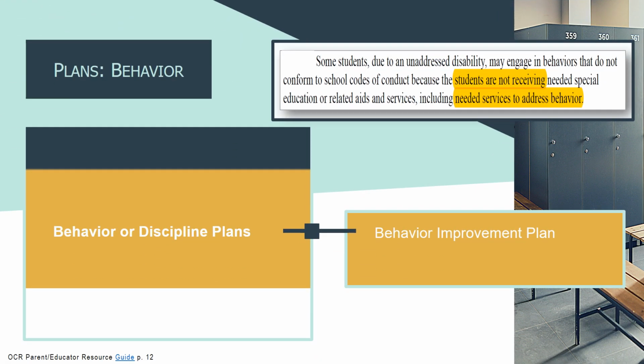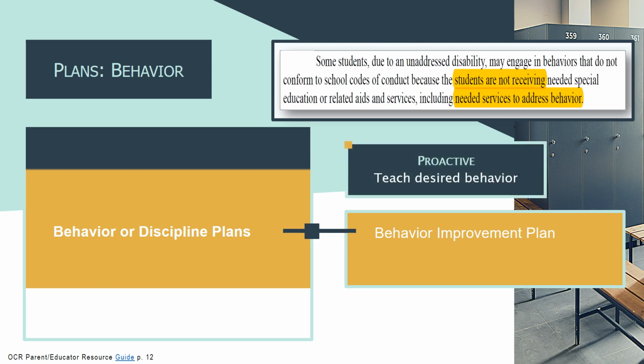The team may need to develop a behavior improvement plan, also called a behavior management plan, when the student's behavioral difficulties interfere with their ability to access the educational program. Such supports can be included within or attached to the Section 504 plan. Such supports are intended to be proactive and prevent misconduct or teach a desired behavior to replace another behavior.